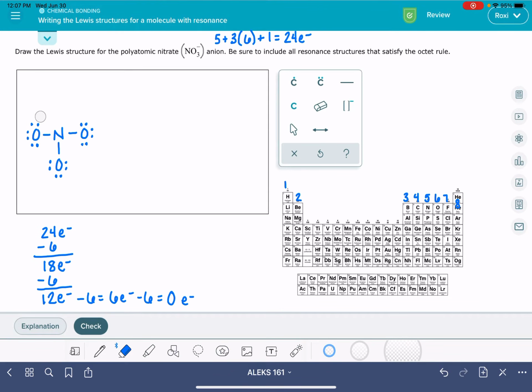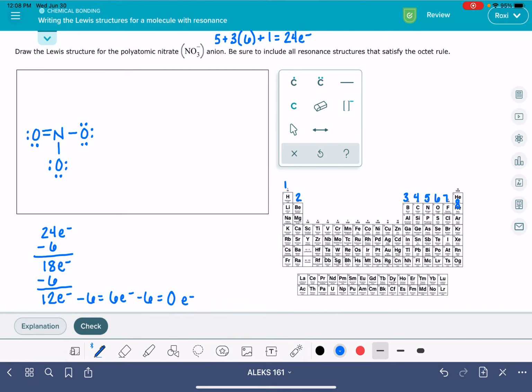So let's just start with this one. Move that lone pair to become a double bond. It doesn't change the number of electrons, we've just moved it. The oxygen atom still has an octet, 2, 4, 6, 8, and the nitrogen atom now has an octet, 2, 4, 6, 8. So that's one structure.